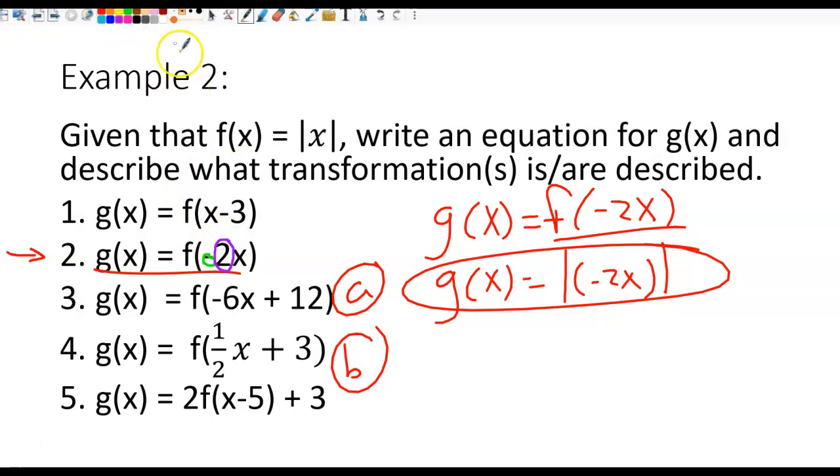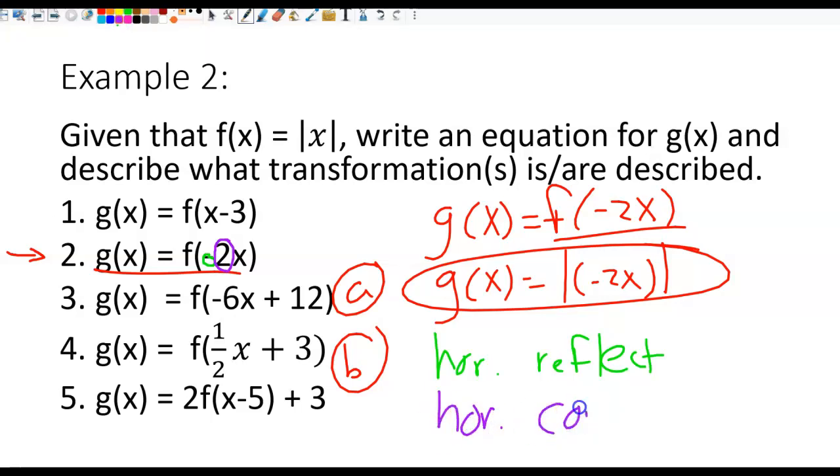Since it's negative inside the parentheses, then that's going to be a horizontal reflection across the y-axis, okay? The 2 would be a horizontal compression because it's a multiplier. And when you multiply the x by a number that is bigger than 1, you get a horizontal compression.